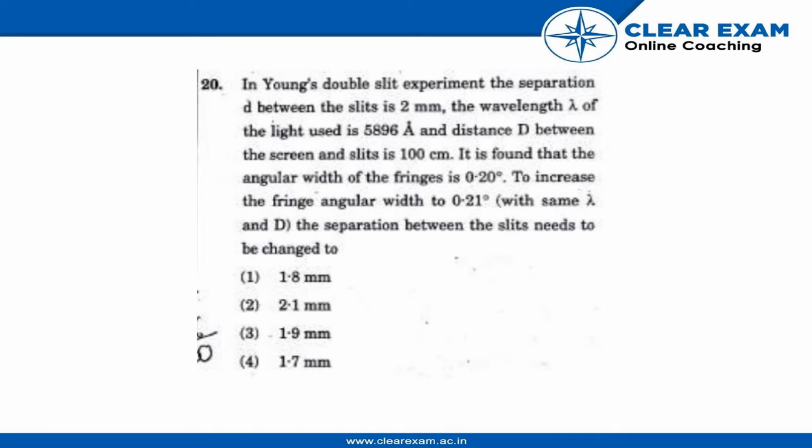It was given that the distance d between the slits is 2 mm, the wavelength lambda is 589 nm, and the capital D, the distance between them, is 100 centimeter. The angular width is 0.20 degree, and the angular width we want is 0.21 degree. So we have to find out the separation between the slits that needs to be changed for 0.21 degrees.